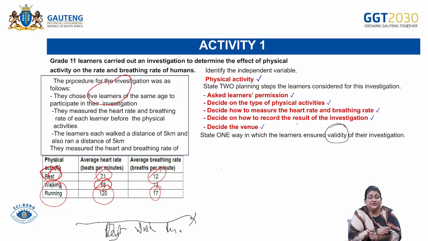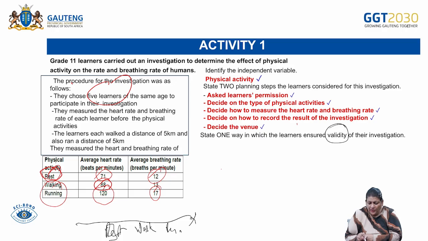So the time taken to measure the breaths and to measure the heart rate must be the same. So all that same age, same gender, same type of exercise, same duration, ask for permission. Those are all planning steps. And they also contribute to validity when you keep things the same because you're making it fair.